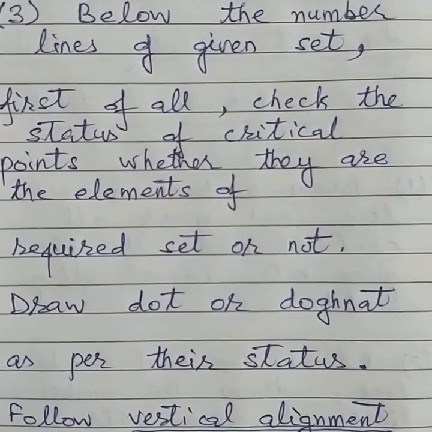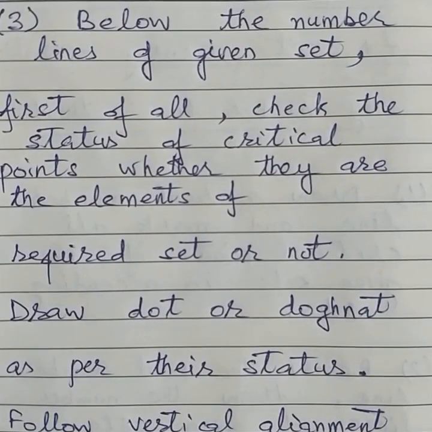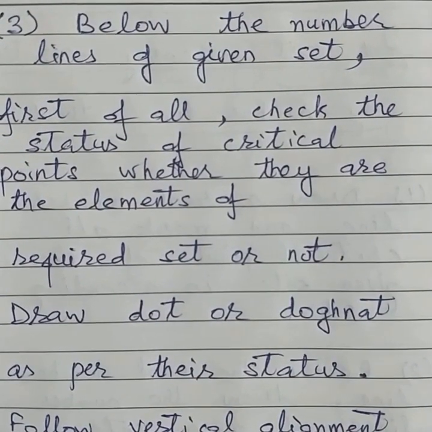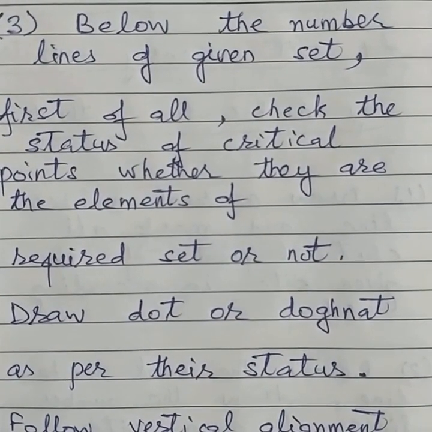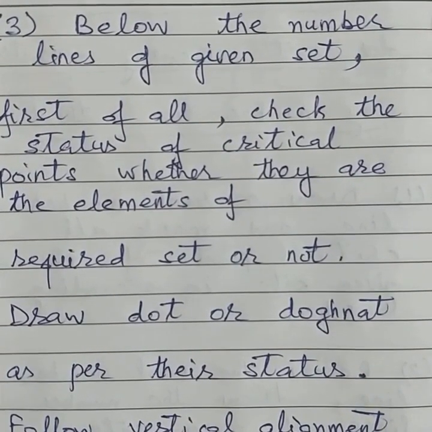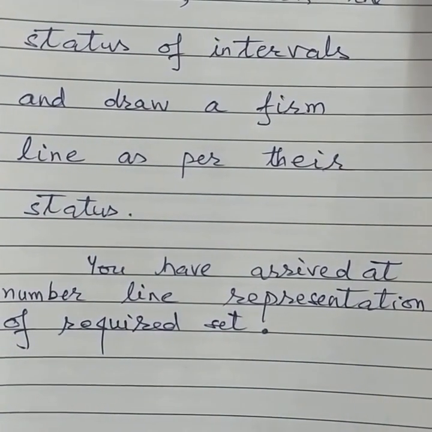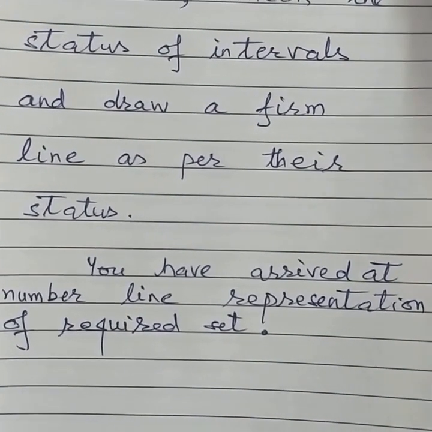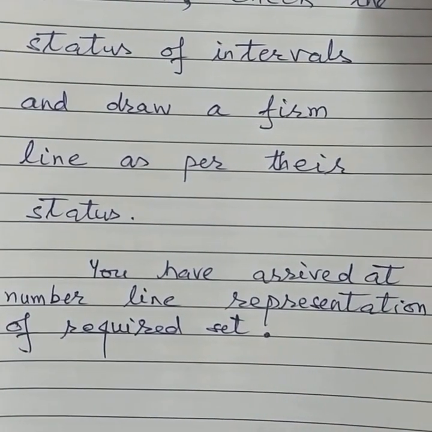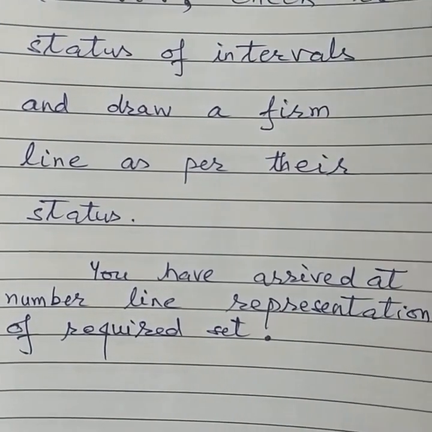Step 3. Below the number lines of given sets, first of all, check the status of critical points, whether they are the elements of the required set or not. Draw dot or donut as per their status. Follow vertical alignment while doing so. Step 4. Check the status of intervals and draw a firm line as per their status. Now you have arrived at number line representation of the required set.